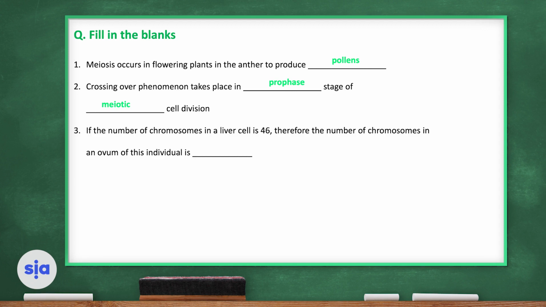Number 3, if the number of chromosomes in a liver cell is 46, then the number of chromosomes in an ovum is... And please remember that the ovum is a reproductive cell, a sex cell, a gamete, so it contains half the number of chromosomes of any somatic cell. Now let's watch this video about meiosis.